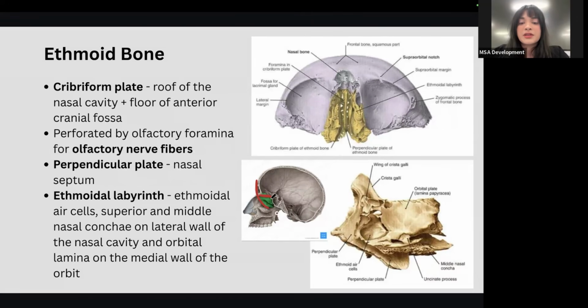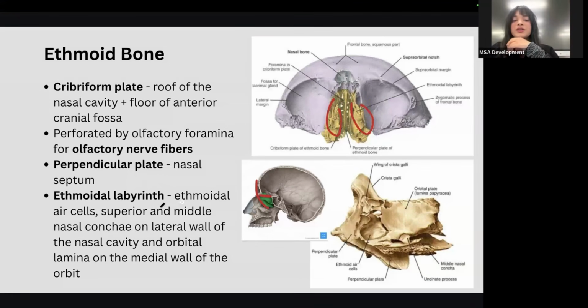And then you have the perpendicular plate. This green part at the bottom here is the perpendicular plate. So you have the cribriform plate and the perpendicular plate, and this forms the nasal septum. And then you have the ethmoidal labyrinth. All around over here, this part here, this is all the ethmoidal labyrinth. It's called a labyrinth because there's a lot of stuff going on.